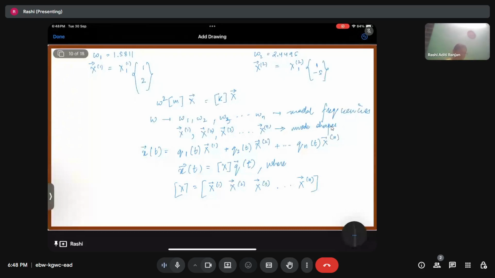Now we have assumed x as a multiplication of capital X and Q of t. Now, in order to find out the general solution, we need to know capital X and Q of t. Capital X we already know, but there are two constant values that we need to find out, and then Q of t we have to find out the whole, right? So the first thing is that how do we find out Q of t? Anyways, Q is known as modal participation coefficients. Okay, so how do we find out Q of t?